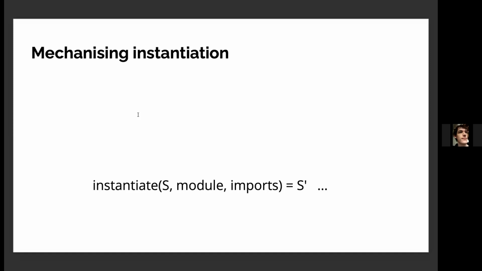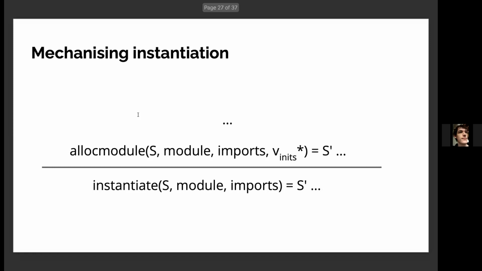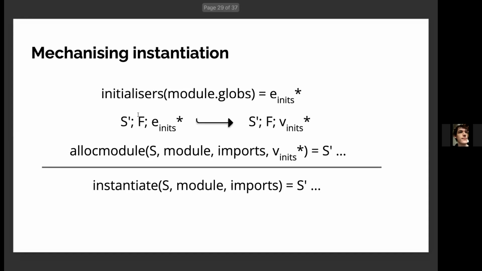So in the spec, instantiation is defined in terms of this auxiliary function, alloc module, which takes as an additional argument a list of values representing the initial values of the declared local variables in the module. And these values, in turn, have to be calculated by executing a series of initializer expressions, which are contained inside the module. However, these initializer expressions are actually allowed to reference state of the module, which is not allocated in S, but is allocated in S prime. So this is how the specification handles that.